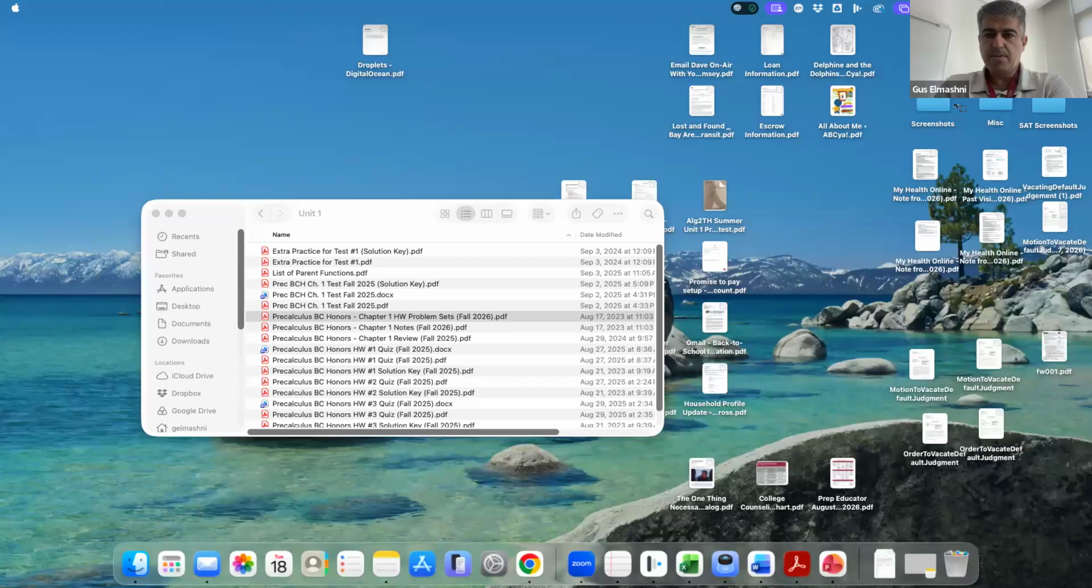Okay, cool. Share, close, minimize, close.